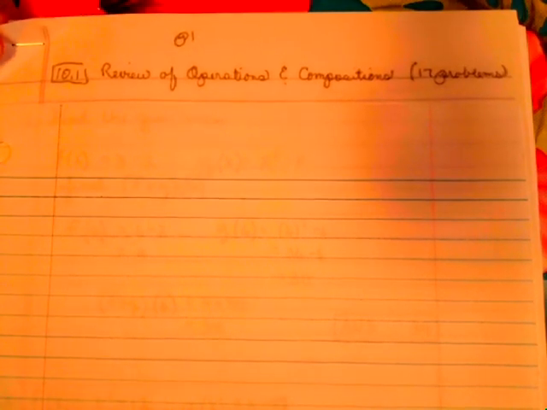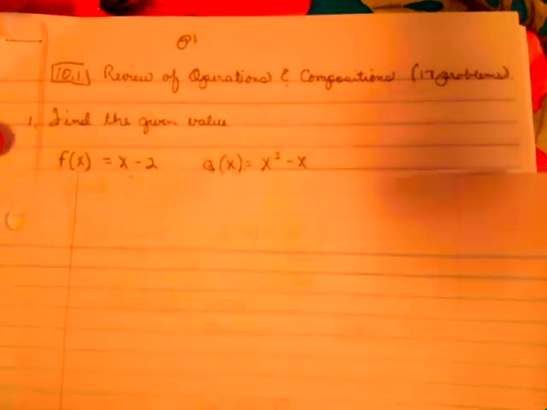We're now going to look at College Algebra 10.1, Review of Operations and Compositions. There are about 17 problems in this homework. You will like this section because it's stuff that you know how to do.